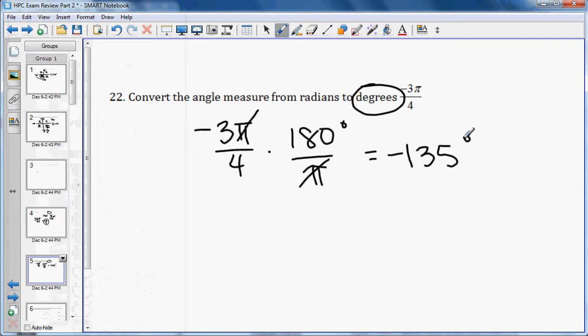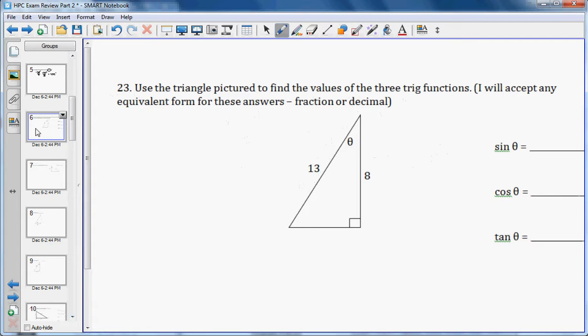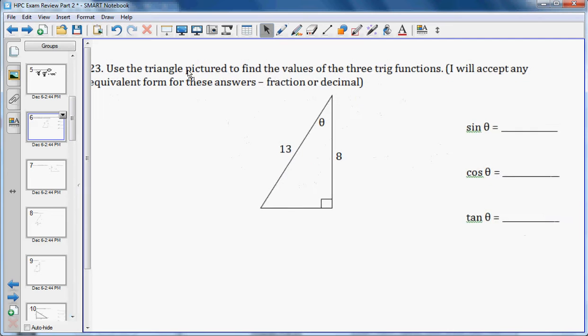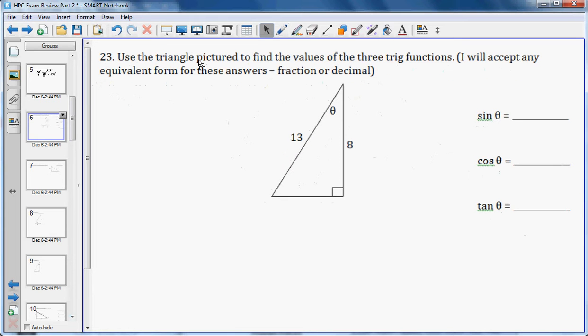Okay, now it tells us to use the triangle picture to find the values of these three trig functions. First thing we might notice is that we are missing this side right here. To find that side, since it's a right triangle, we can use the Pythagorean theorem. So I'll just call that side A, doesn't really matter. A squared plus 8 squared equals 13 squared. And it is important to put this one as the one by itself because it is the hypotenuse.